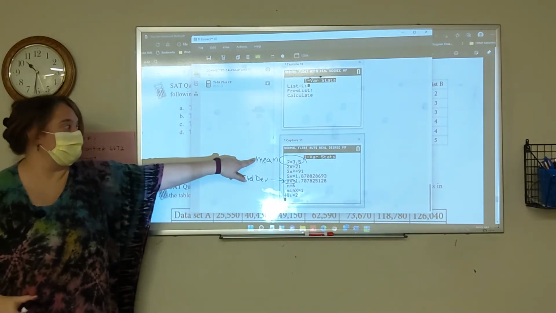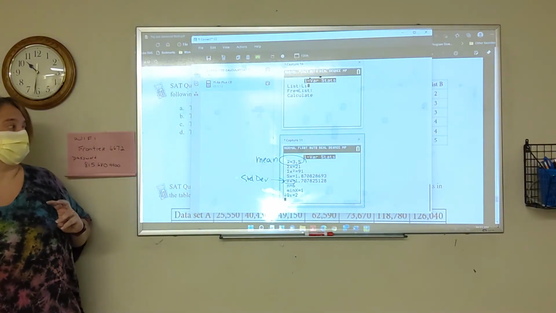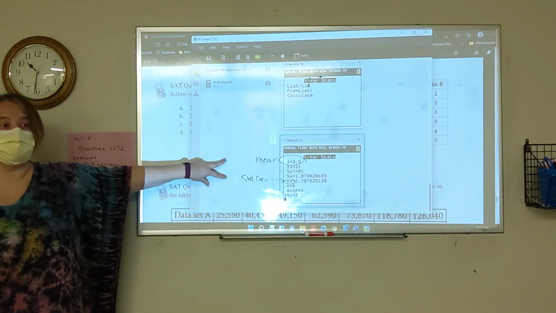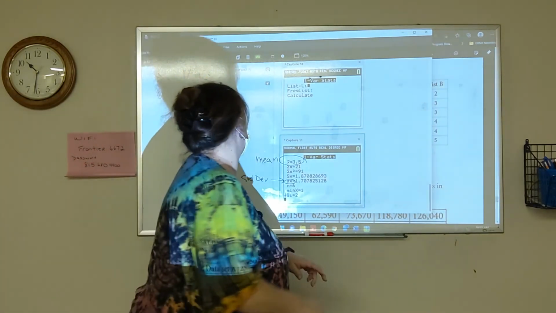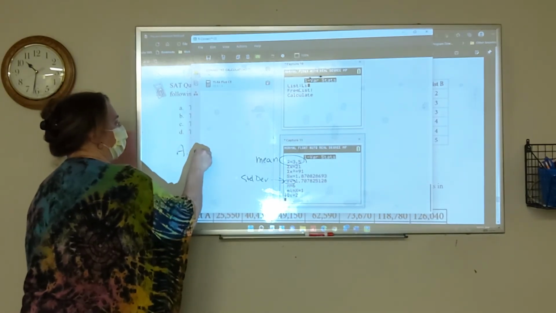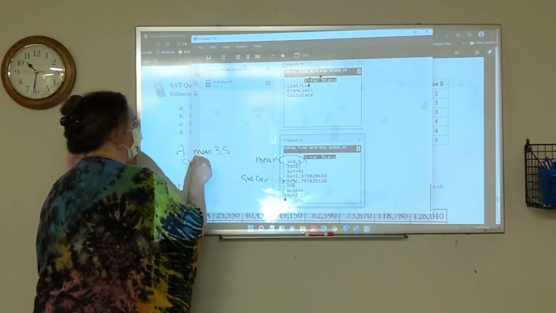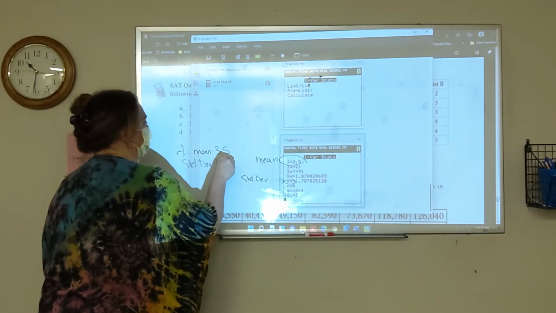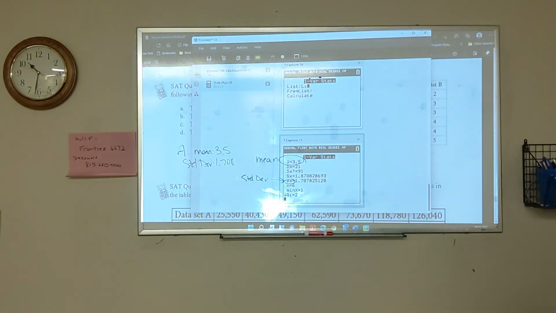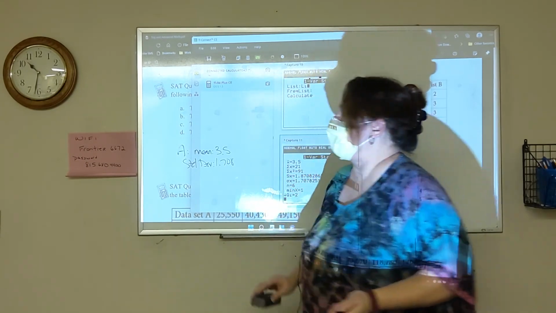So for list A, our mean is 3.5 and our standard deviation, sigma, is 1.707. So that's for list A. For list B, you're going to go back through the same process. Okay, so to get list B, we're going to go back into stat.